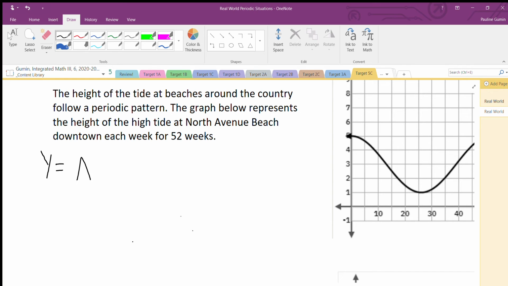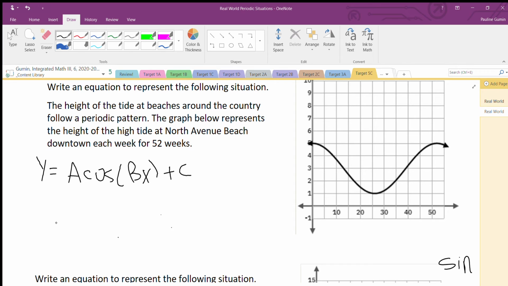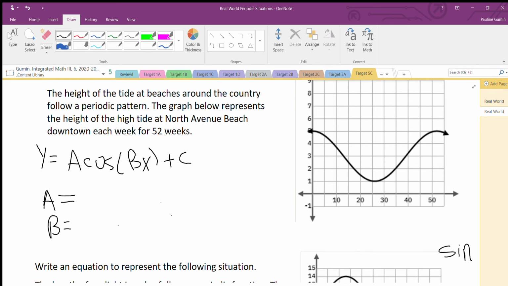Y equals a cosine of bx plus c. All right, let's see what we have. A is our amplitude, B is our frequency, and then C will be our midline. I think the midline is the easiest one to see, so let's start off with C. In this case, if you take a look at this graph, we go from the highest point at 5, lowest at 1. Our midline is going to be at positive 3. So I'm going to write 3.